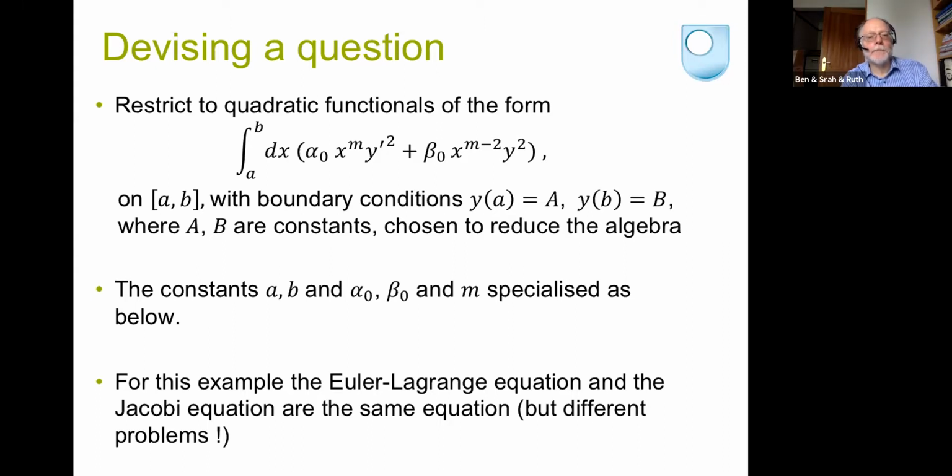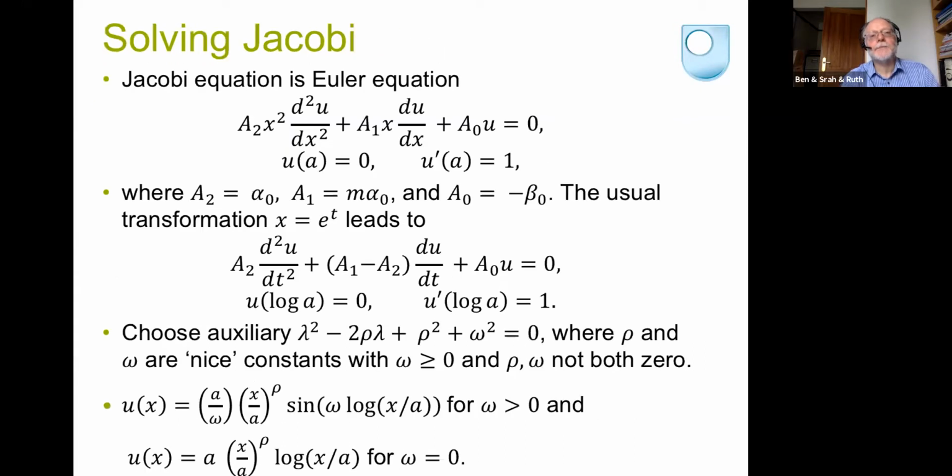So we obviously add on boundary conditions. And as we developed the questions, we specialized these parameters: the constants small a and small b, and capital A, capital B, alpha, beta, and M were all specialized as we developed the problem. In this particular case, and it's not typically the case for most calculus of variations problems, the Euler-Lagrange equation and the Jacobi equation turn out to be the same differential equation, but they are different problems, although related, of course. So that makes things a little bit easier.